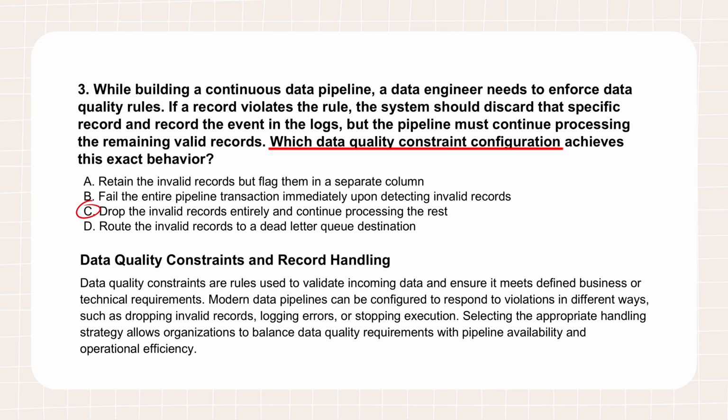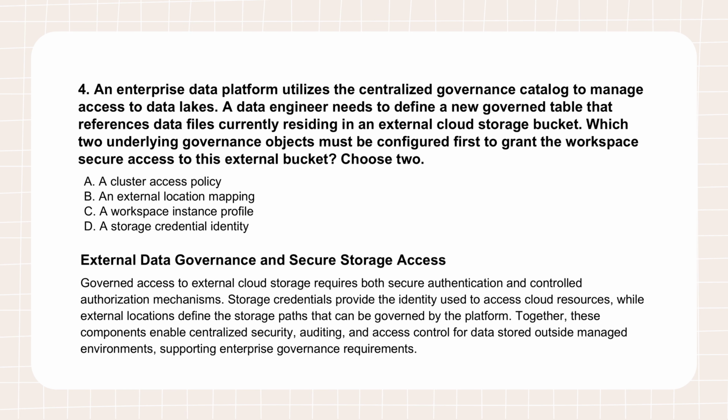Dropping invalid records. Right. Dropping the invalid records while allowing the rest of the valid data to continue processing maintains both availability and quality. Oh, okay. Yeah, the bad records are discarded and logged, but everything else just keeps moving. Which completely prevents stopping the entire factory line just because of one defective widget. Exactly. It is all about isolation. Let us look at governance with question 4.